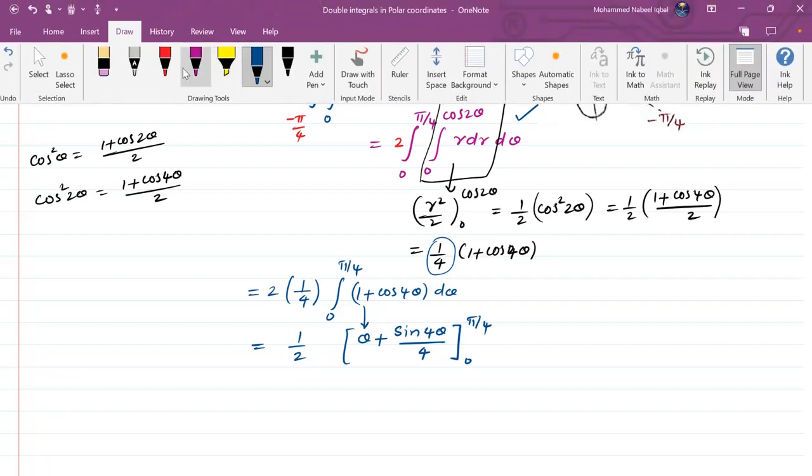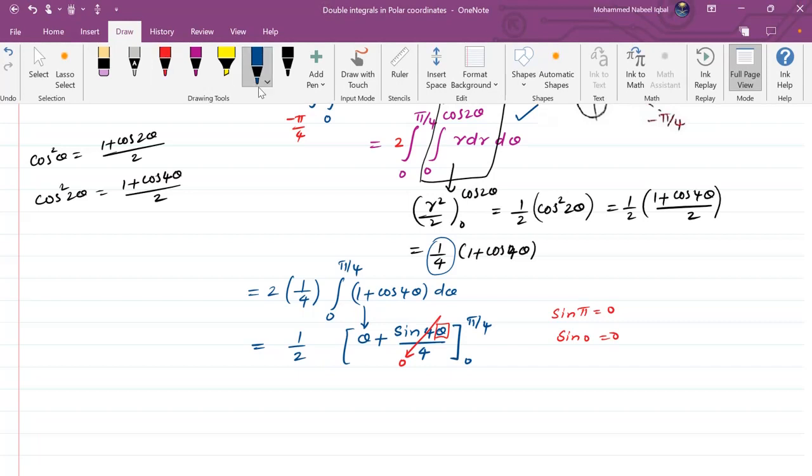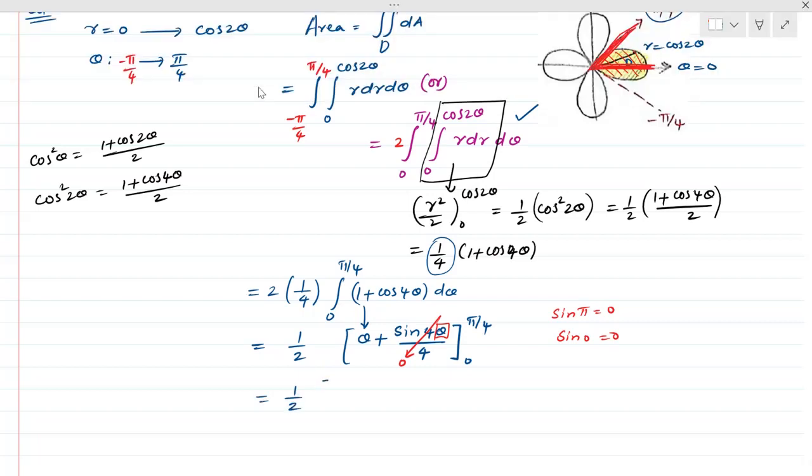Now if you substitute the upper and lower limits, what happens? If I substitute the upper limit, sine pi is 0. And if you substitute the lower limit, sine 0 is 0. So the entire part is 0. Now you have to substitute only in place of theta. So 1 over 2, upper limit pi over 4 minus lower limit 0. So the final answer will be pi over 8. Thank you.